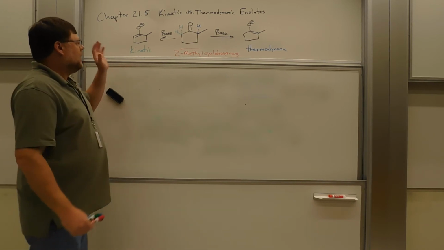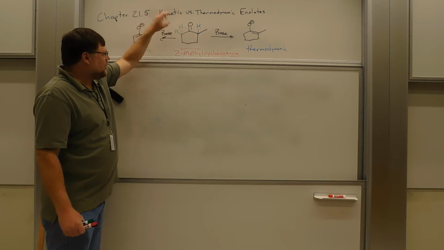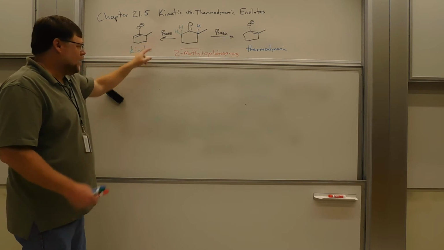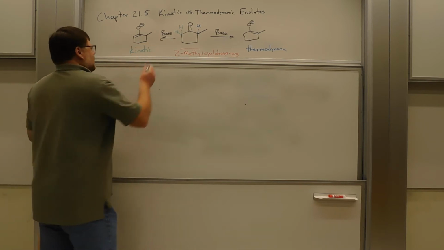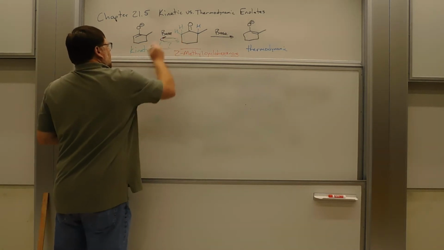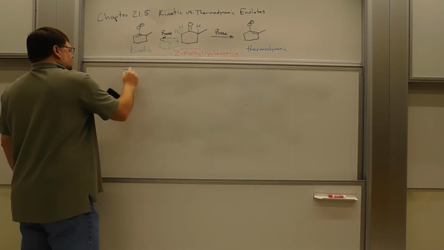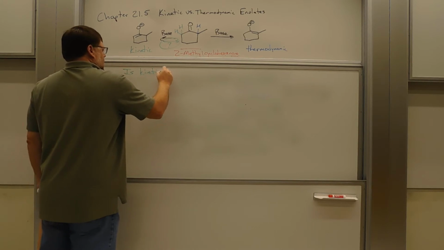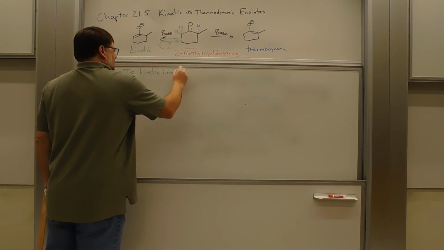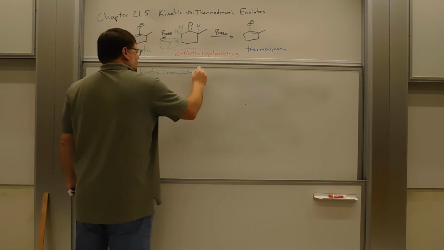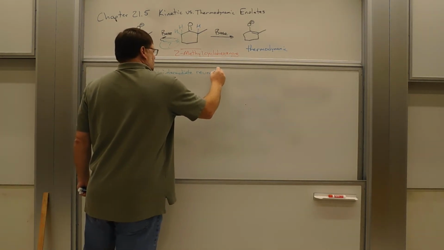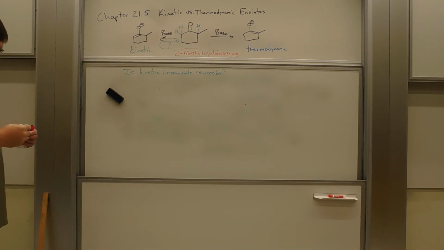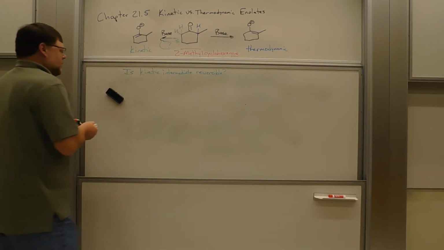And so if a base is going to come in and grab a proton, it's always going to pick one of these green ones first. You're going to make that. And so the question you have to answer is, is the kinetic intermediate reversible? Okay, so let's look at this down below.